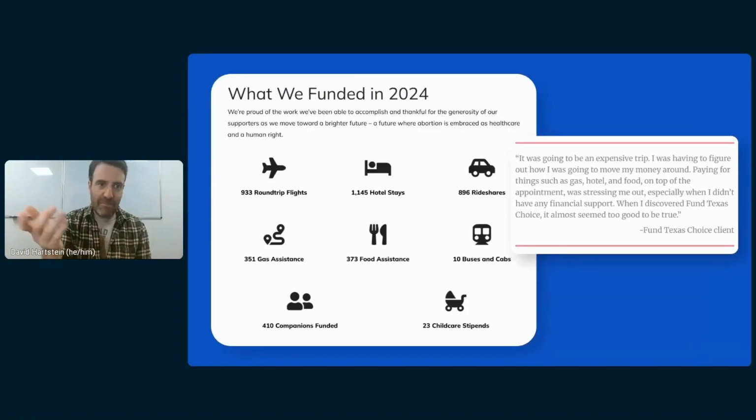So here's an example from another one of our clients, Fund Texas Choice. They provide practical support for folks seeking abortion care, less about paying for the care itself and more about the practical steps that folks have to take to access that care. And these stats do a nice job reflecting their unique approach and highlighting the scope of the work that they do, like funding transportation and lodging and childcare and food and even assistance for companions to join.